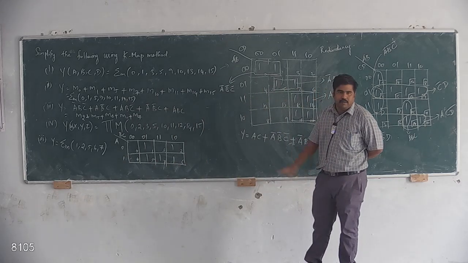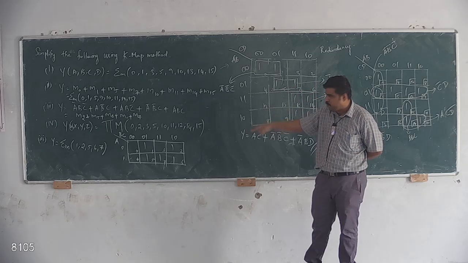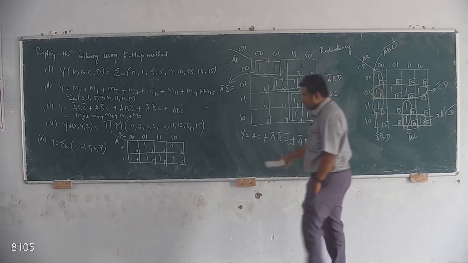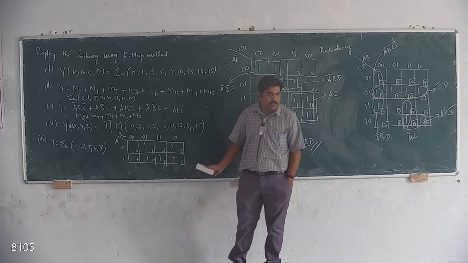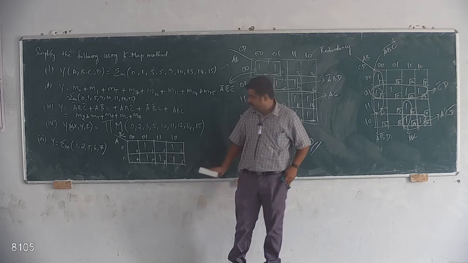Once again, octet is not possible. Octet possible means all the 8 cells should contain 1. Octet is not possible. Is a quad possible? Quad is also not possible. Why? Because these two cells are not adjacent cells. Quad is also not possible. A pair is possible. How many pairs are there?